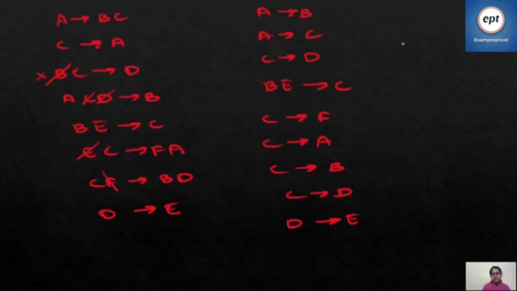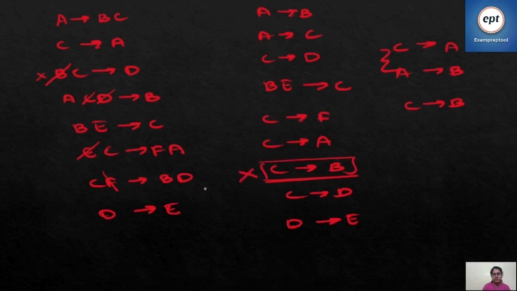Here, if you can see, C is deriving A and A is deriving B, so we can say that C is deriving B. So from these two we are able to derive this, so that's why this is redundant. That's why this is not what we want. Okay, so let's check similarly what are the other redundant functional dependencies which we can derive.